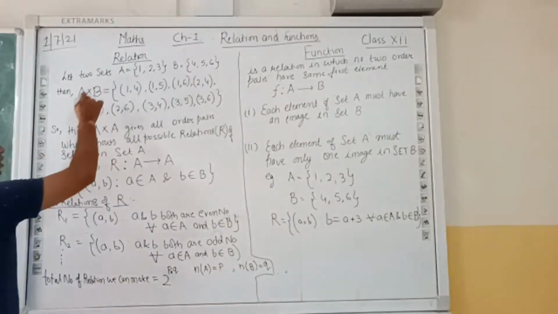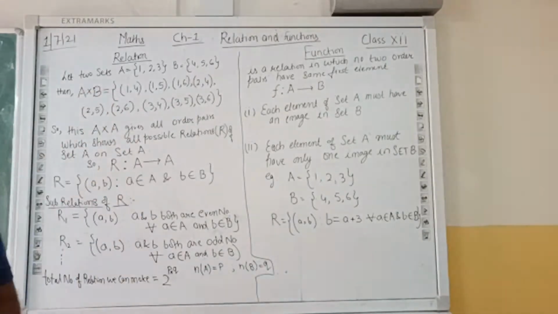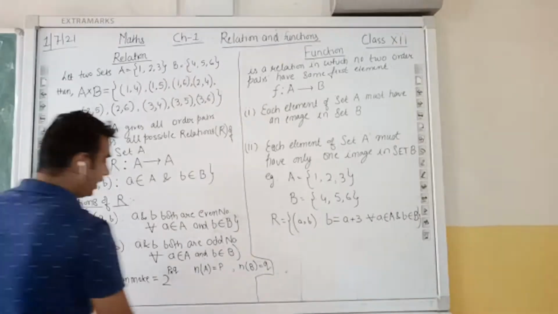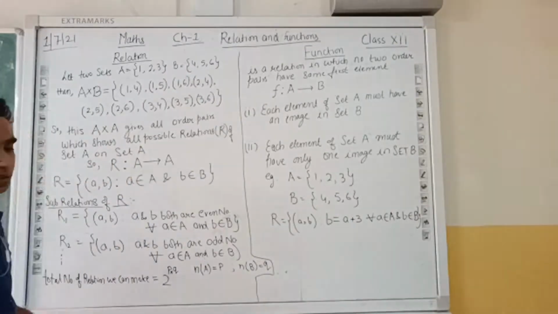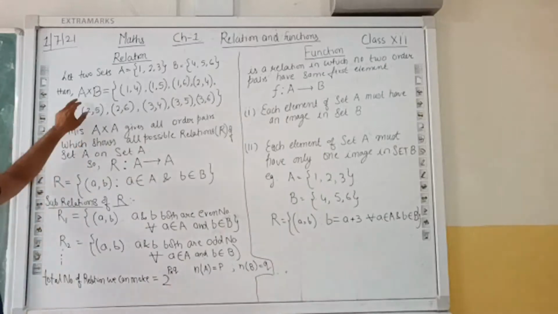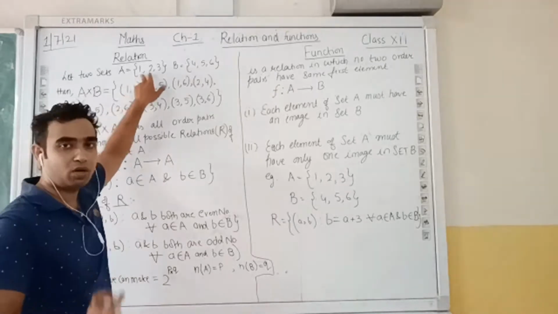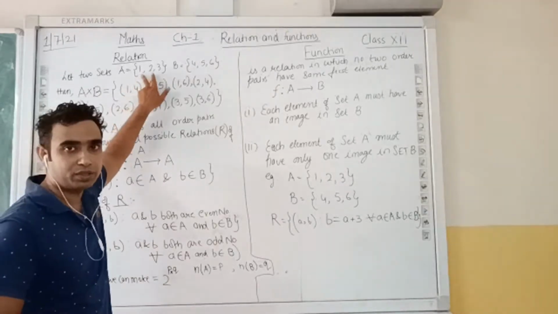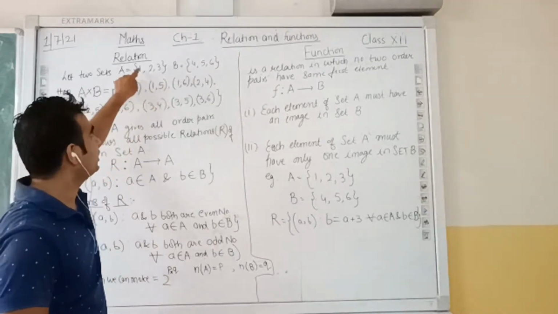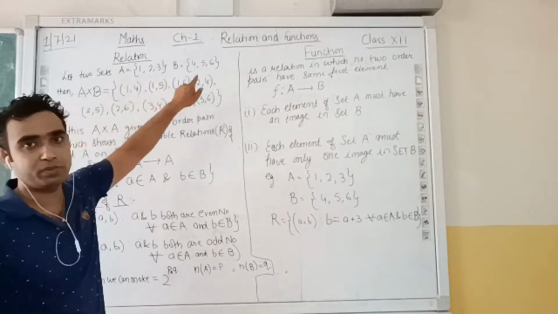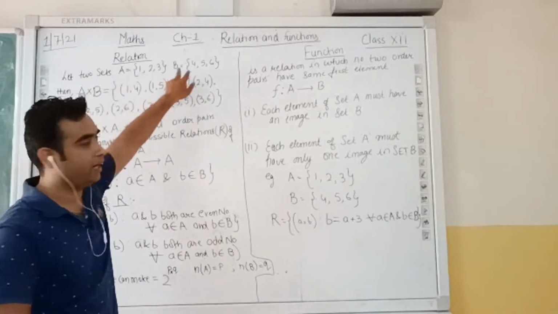What is a Cartesian product? The Cartesian product is the product which shows all the possible relationships between set A and set B. That is called the Cartesian product of A with B, that means A cross B. You all have studied the Cartesian product in class 11. So we will make all the possible relations between set A and set B.